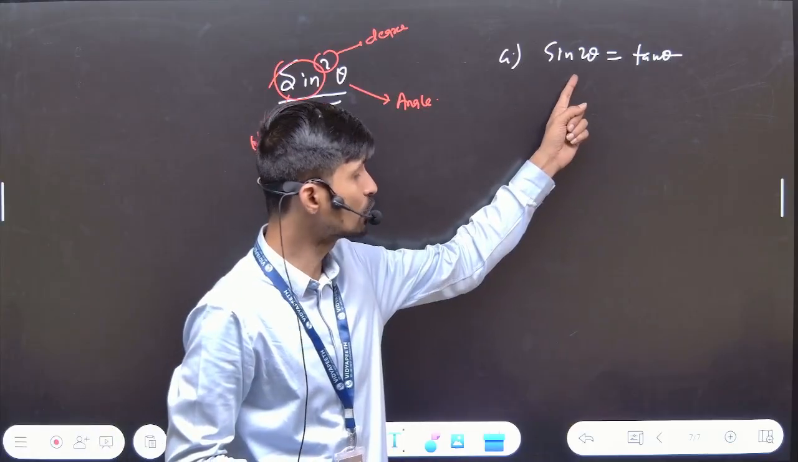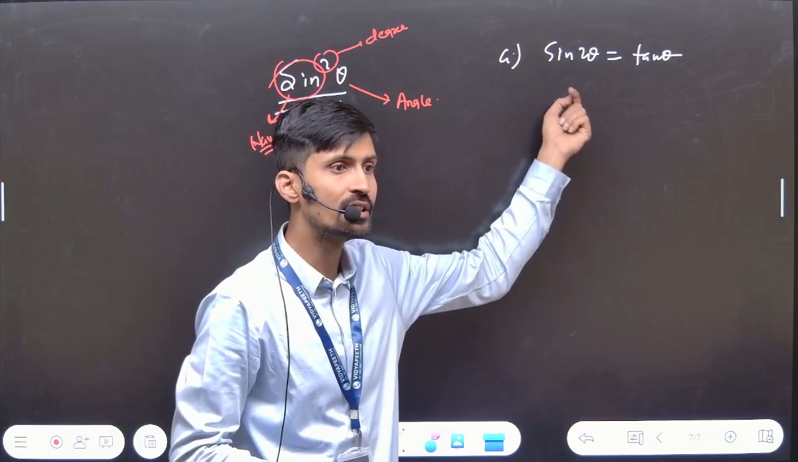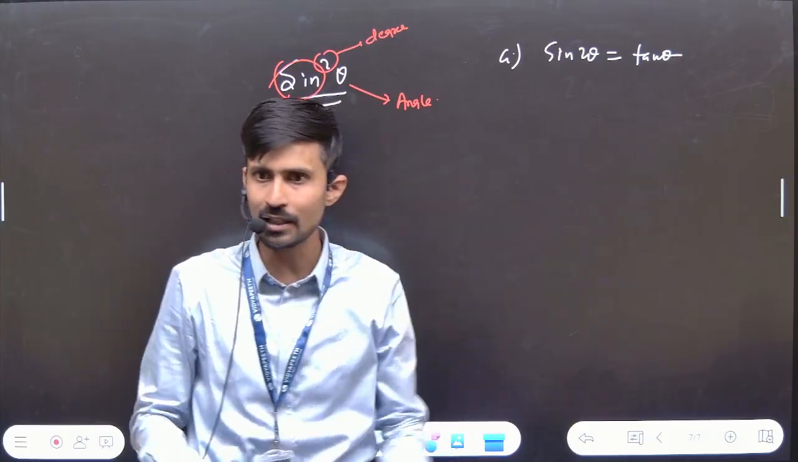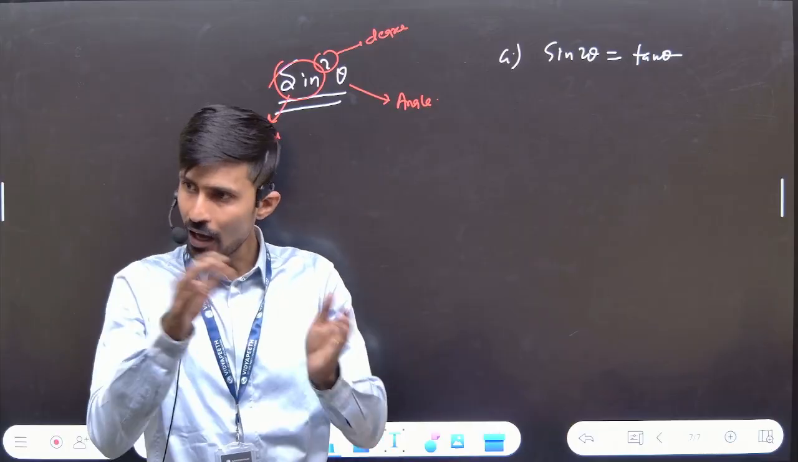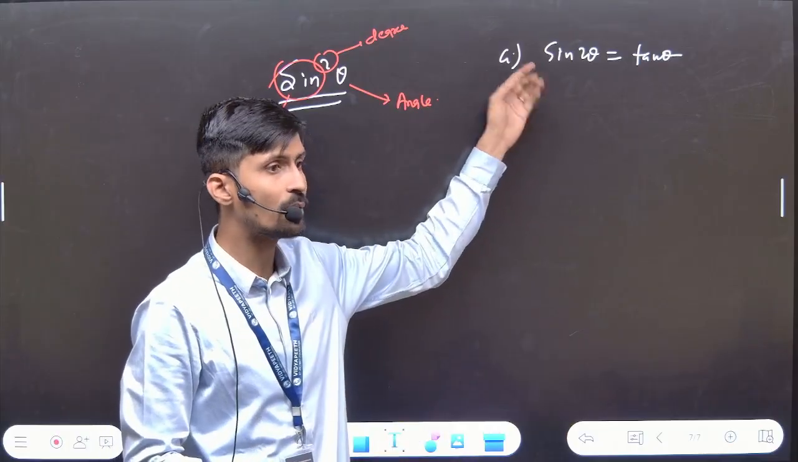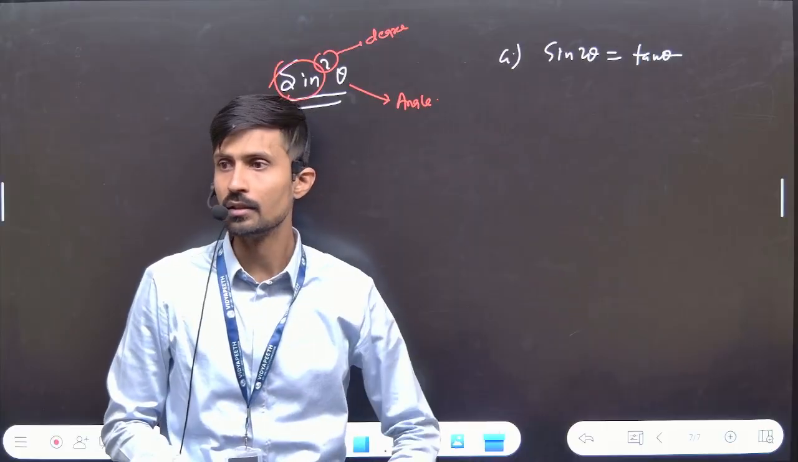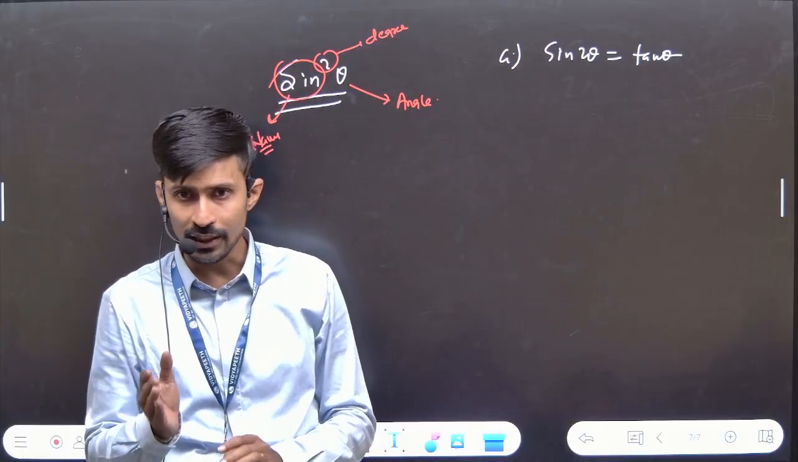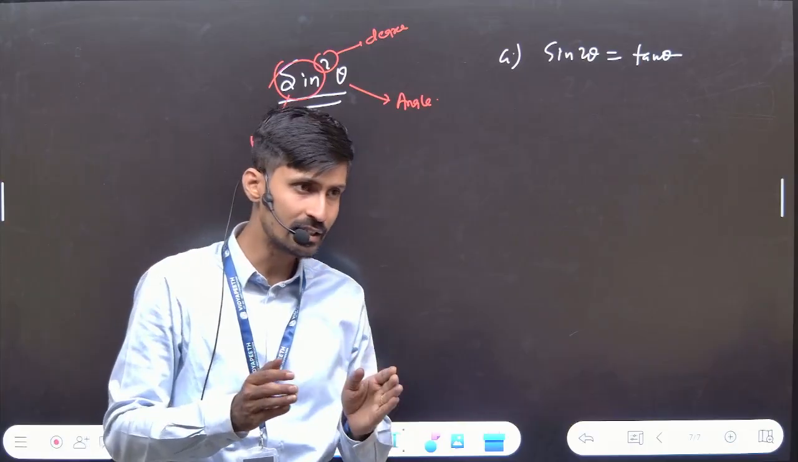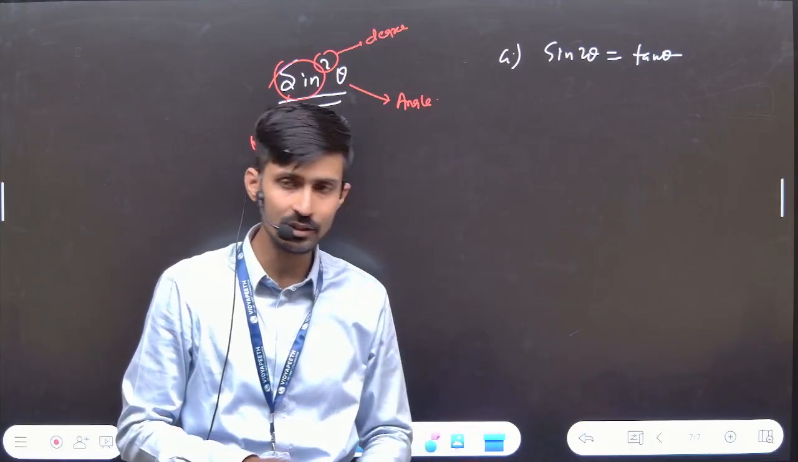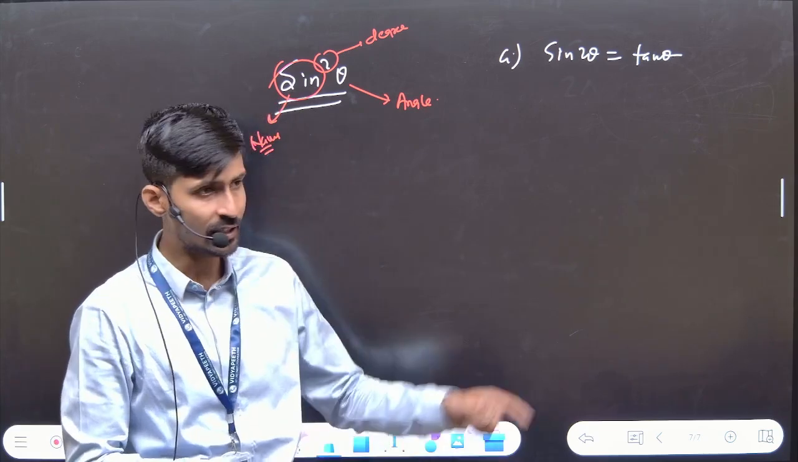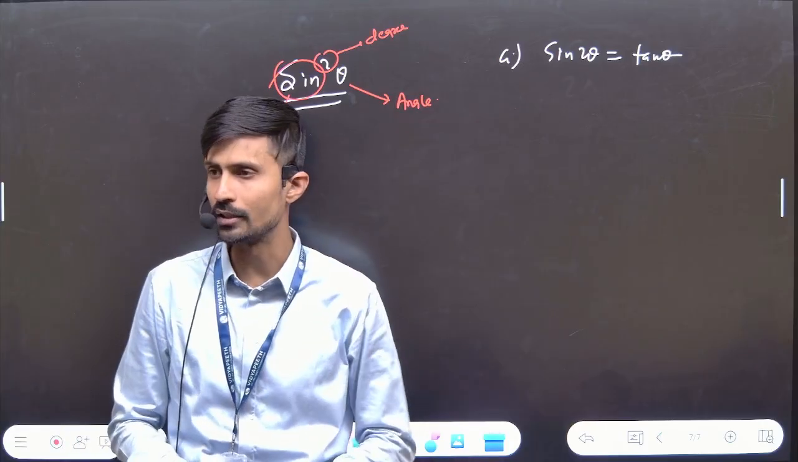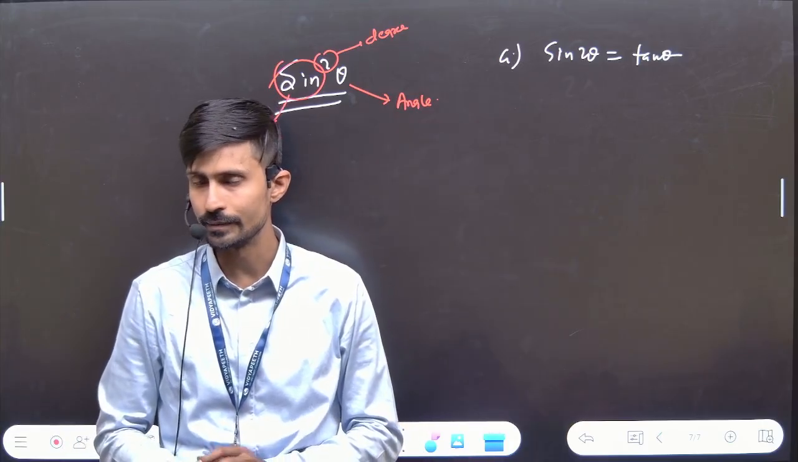So here angle is 2 theta. We want to change 2 theta into theta. It means I want to make our angle half, and I also want to change the name of sine into tan. Is there any formula of sin 2 theta where angle is getting halved and name is getting changed into tan? 2 tan theta upon 1 plus tan square theta. It means that formula will apply here.